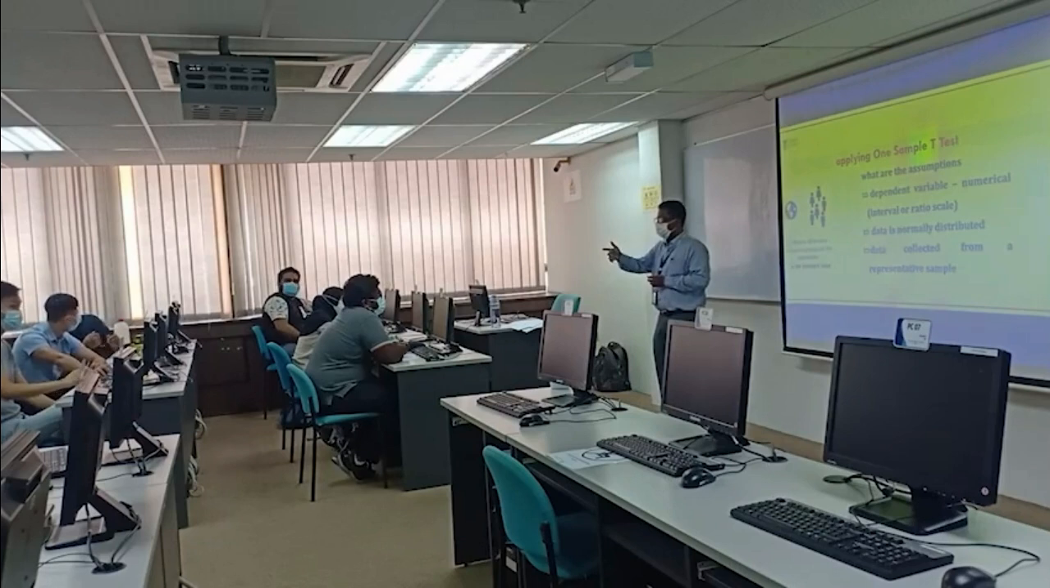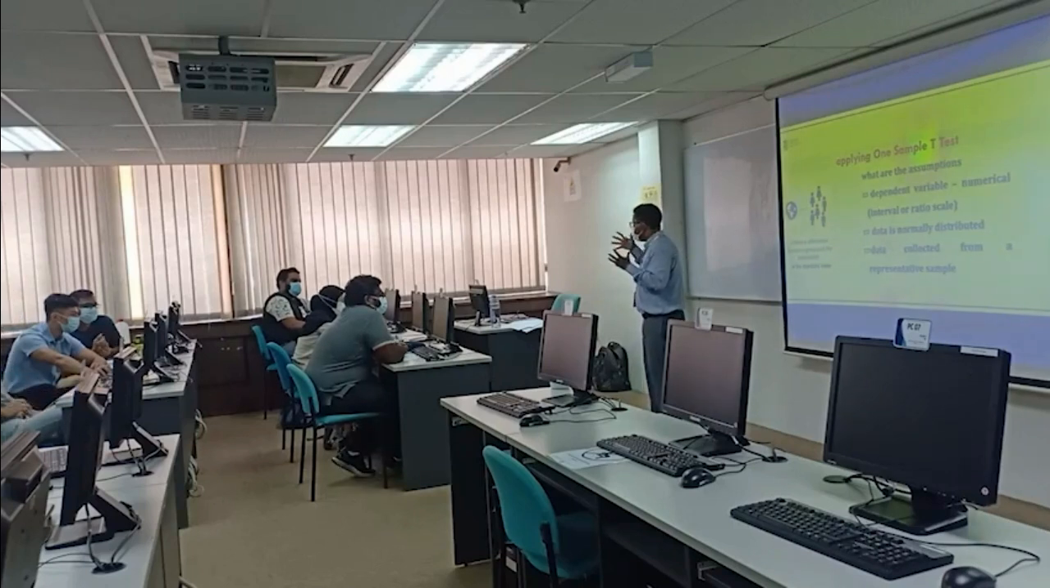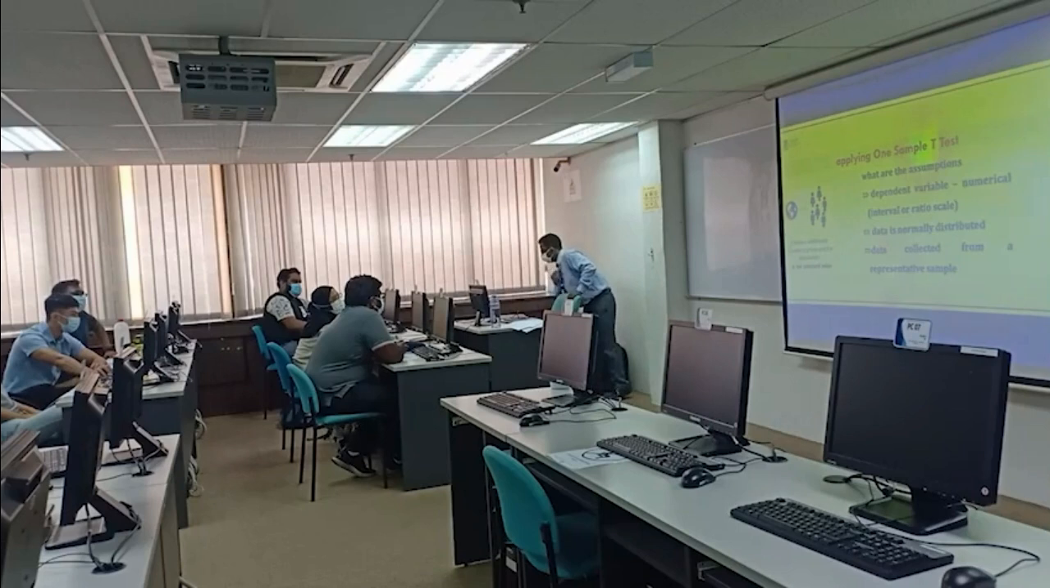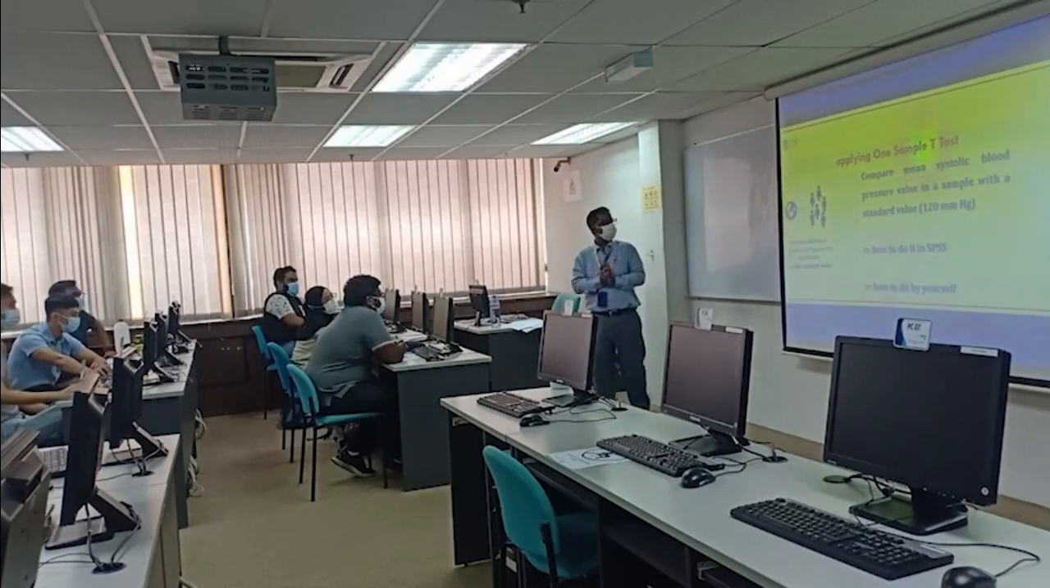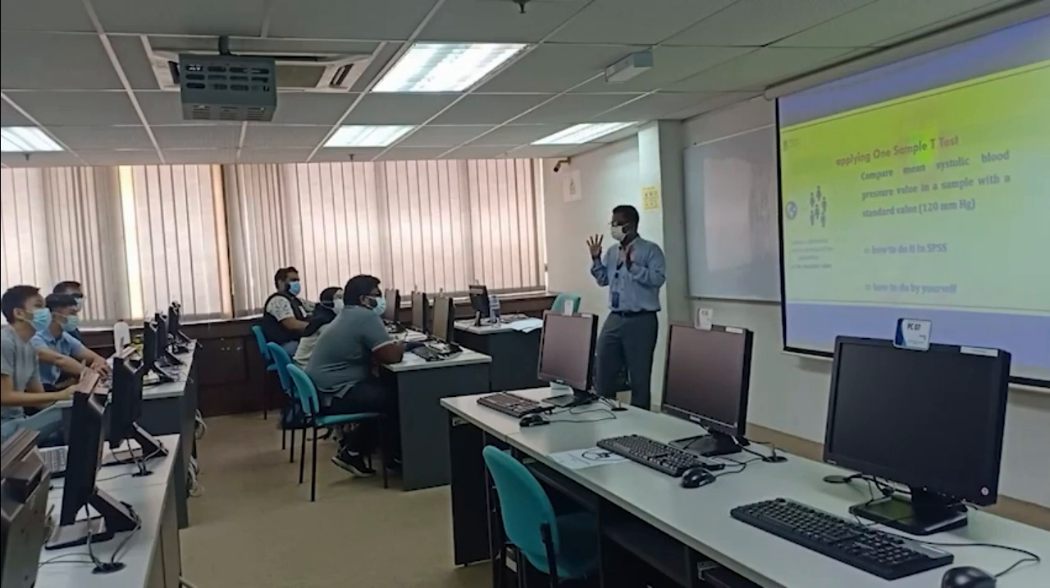Yeah, another person is going everywhere, going to different places in Ipoh and collecting data from different places, making sure that it is a representative sample. Okay, so that data we can apply one sample t-test on. Okay, got that. Okay. This is the exercise for today. Compare the mean systolic blood pressure value in the sample with the standard value. The standard value is 120 millimeters of mercury. Okay.